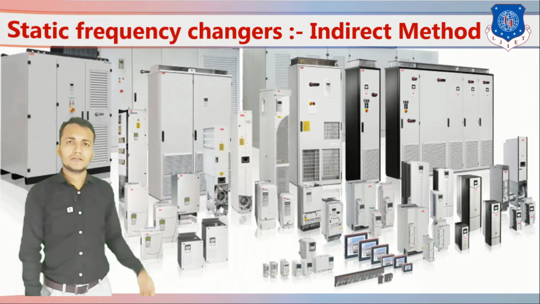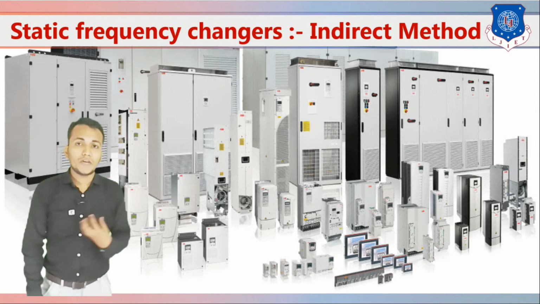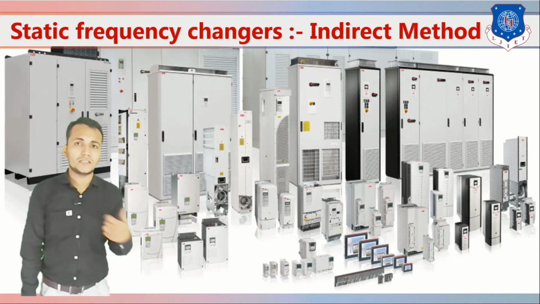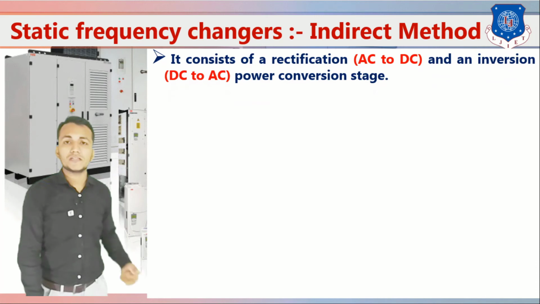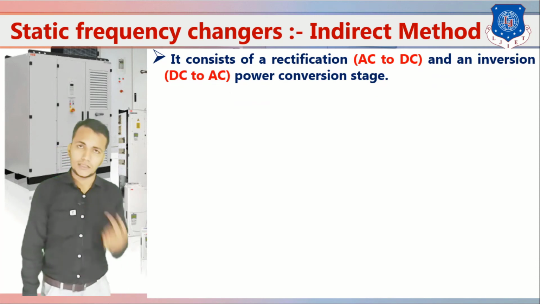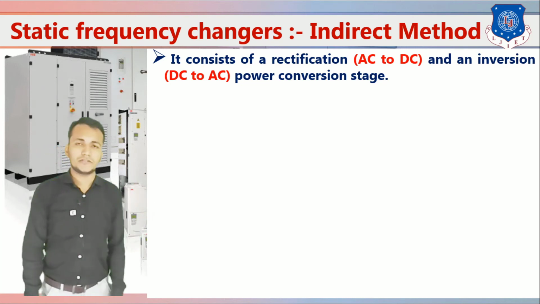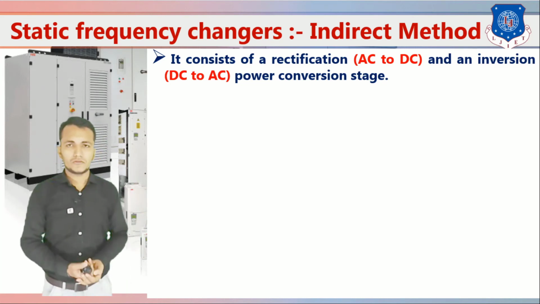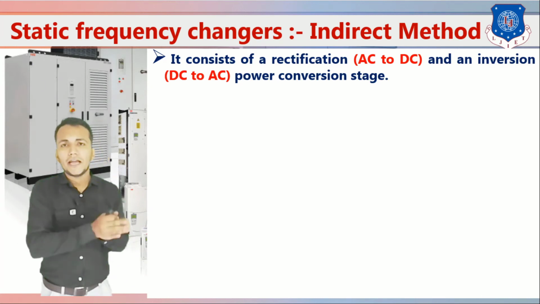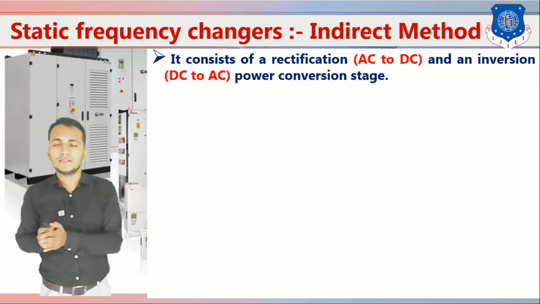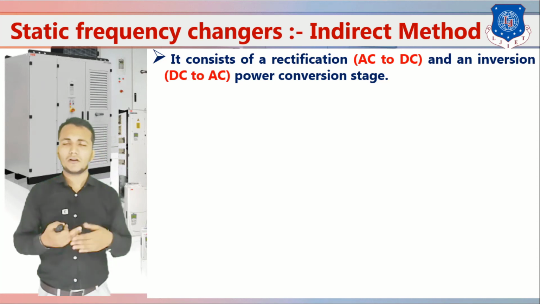Then the next topic is the frequency changer circuit with the indirect method. Now we have provided the indirect method to vary the speed, okay. The indirect method consists of first rectification, AC to DC, then an inversion stage, DC to AC power conversion, okay. So in the indirect method, we first convert AC supply into DC supply by a rectifier, then from DC supply to AC supply by using an inverter like a PWM inverter or voltage source inverter, okay.